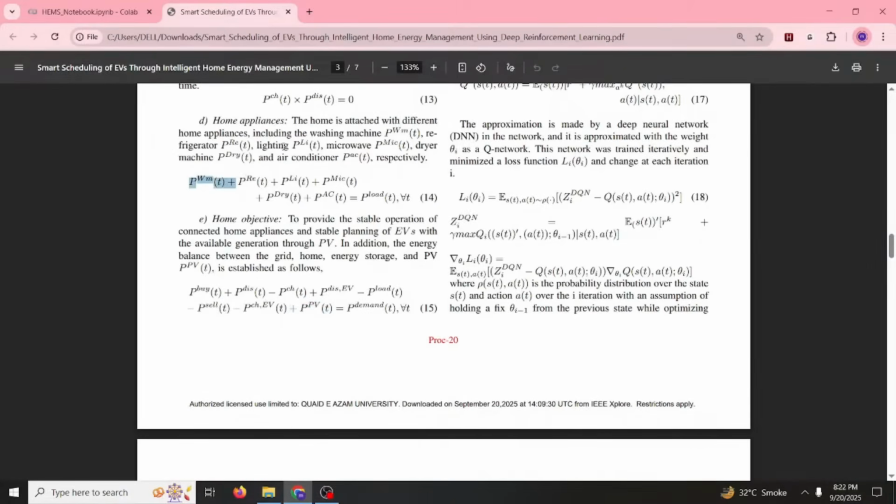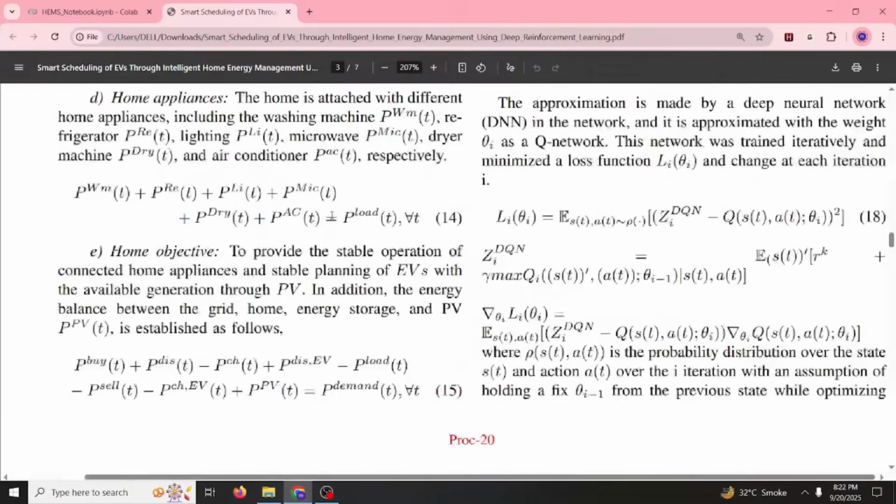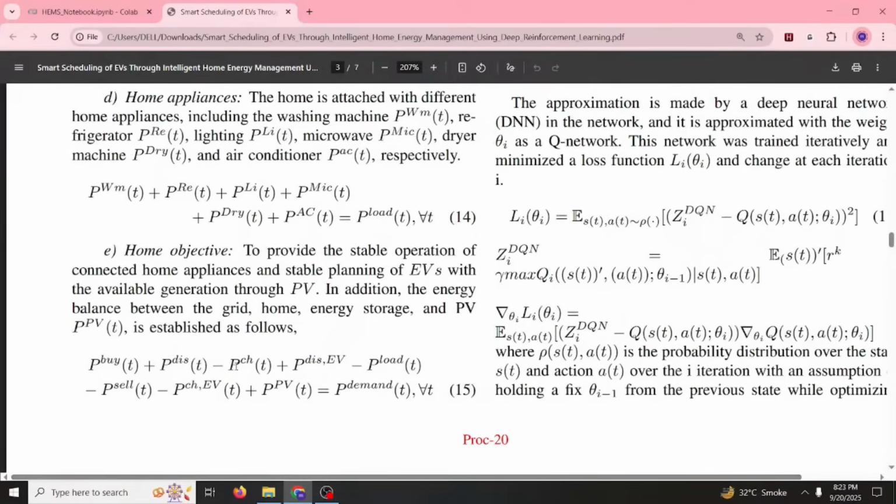Later, let us come to the appliances here. Here we see that we have different appliances: washing machine, lighting, microwave, refrigerator, dryer, air conditioner. These are different appliances that we have here. So what these appliances apply in equation 14. The model says that at any time each appliance has some load. So whatever the load is, we will sum it up for all the appliances and we will present it as a single, overall load to the agent.